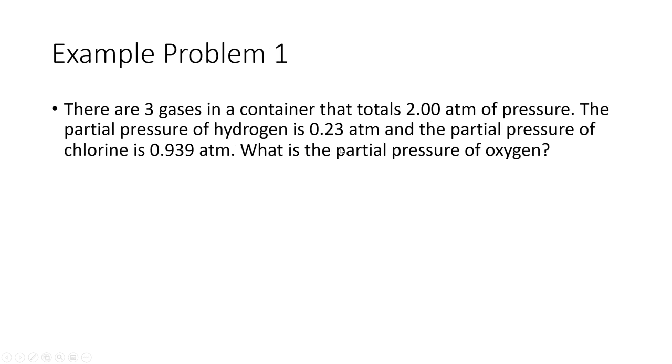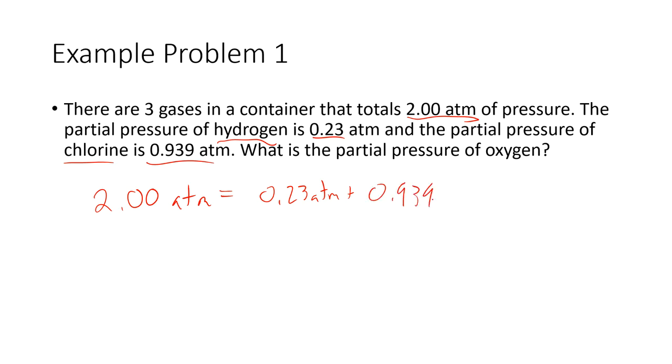So there are 3 gases in a container, with a total of 2 atmospheres of pressure. So the total is 2, and it's in atmospheres, so we have to make sure everything else we add here is in atmospheres. There's hydrogen in there, and that's 0.23. And there's chlorine in there, and that's 0.939. And the question is, well, what about the rest? What about the oxygen?